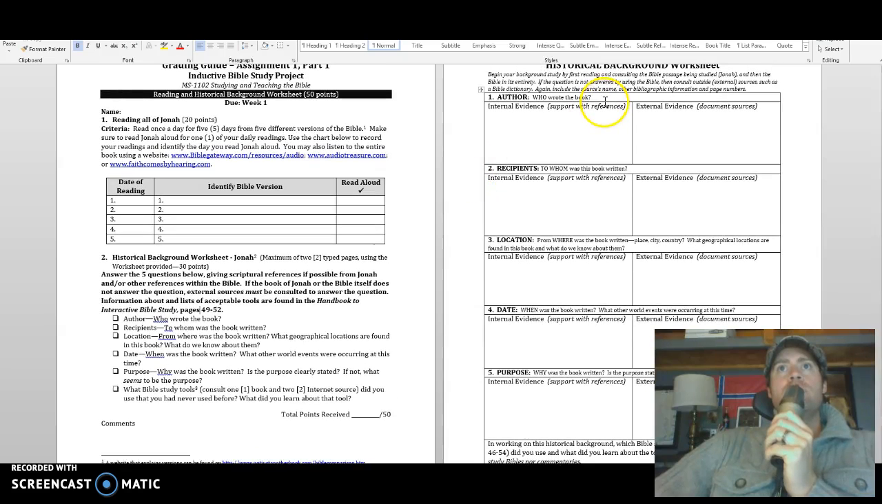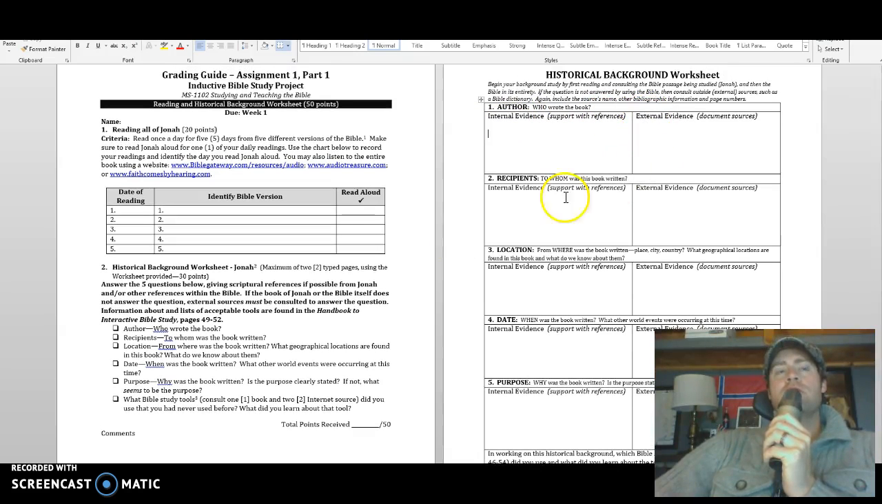Okay, author, who wrote the book? You need to write it in here. Some people just think that you don't answer this, you just answer this. But you need to answer it. As I'm actually thinking about that, as long as you answer it in here, you're answering this question, author, who wrote the book? Internal evidence and external evidence.